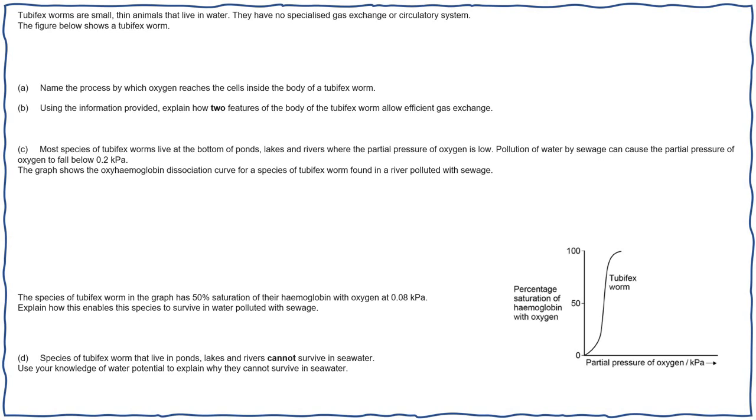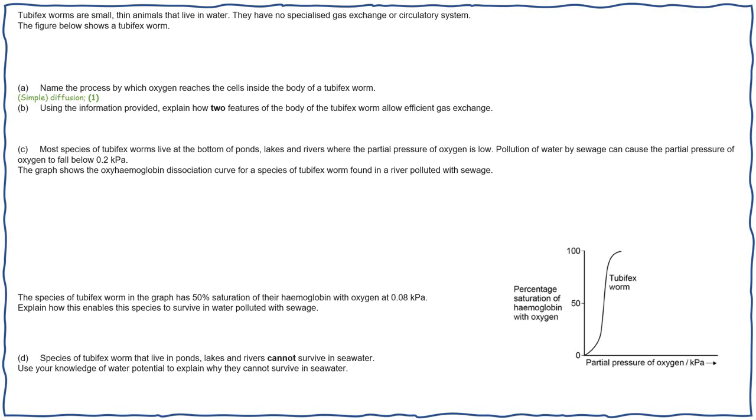Tubifex worms are small, thin animals that live in water. They have no specialised gas exchange or circulatory system. The figure below shows a tubifex worm. Oh, I've forgotten to put that figure in. Name the process by which oxygen reaches the cells inside the body of a tubifex worm. Well, it's quite a small animal, so it has quite a large surface area to volume ratio, and therefore it will be by simple diffusion.